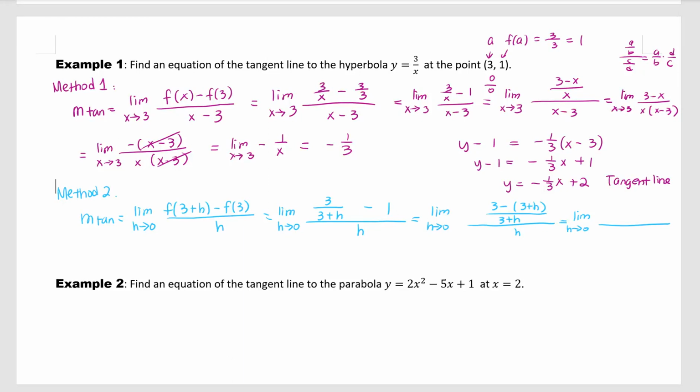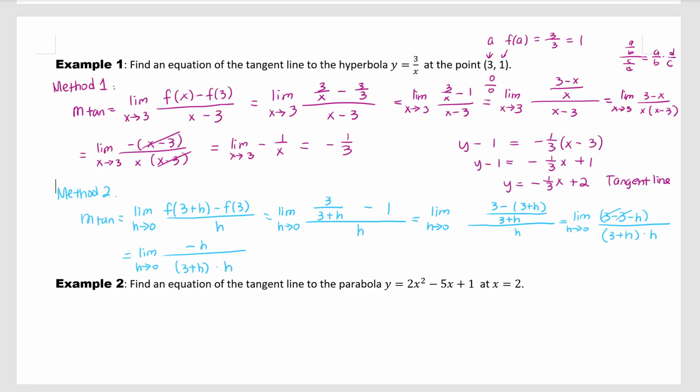And then we have a fraction over a fraction, so a over b over c over d is a over b times d over c. So the top, 3 minus, let's break the parentheses. So it's minus 3 minus h. 3 plus h is actually in the denominator. h is actually in the denominator. Now, can you see the 3 cancel? So we have minus h over 3 plus h times h.